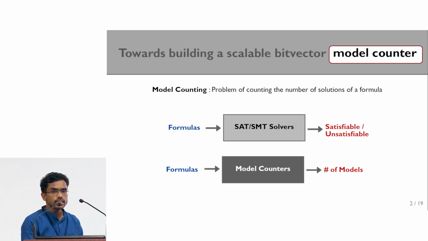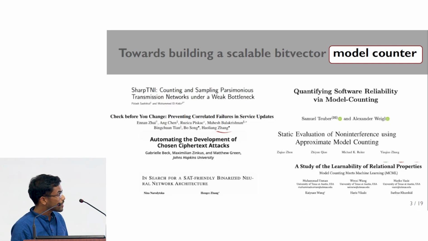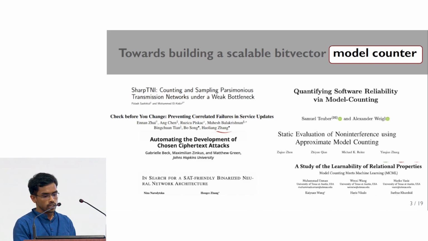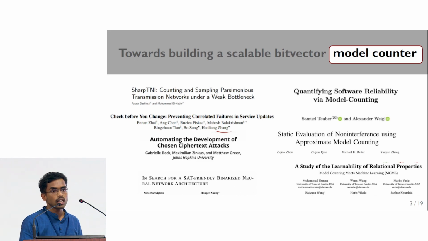But the question is, who needs a model counter? It turns out lots of people do. Here is an example: these are a few research papers published in the last few years that come from very different domains, such as computational biology, cryptography, software model checking, machine learning, neural networks, and so on. These are all reduced to the problem of model counting, and all these applications inspire us to make even better model counters.